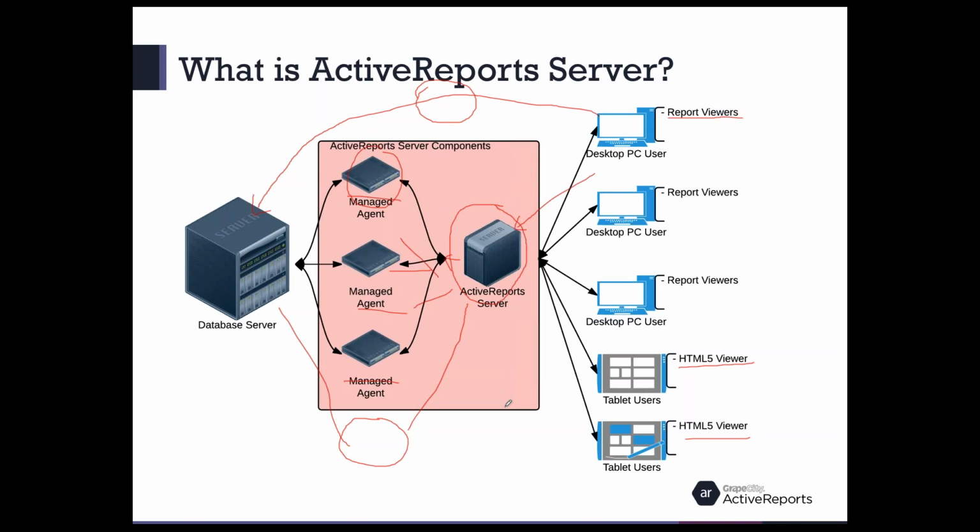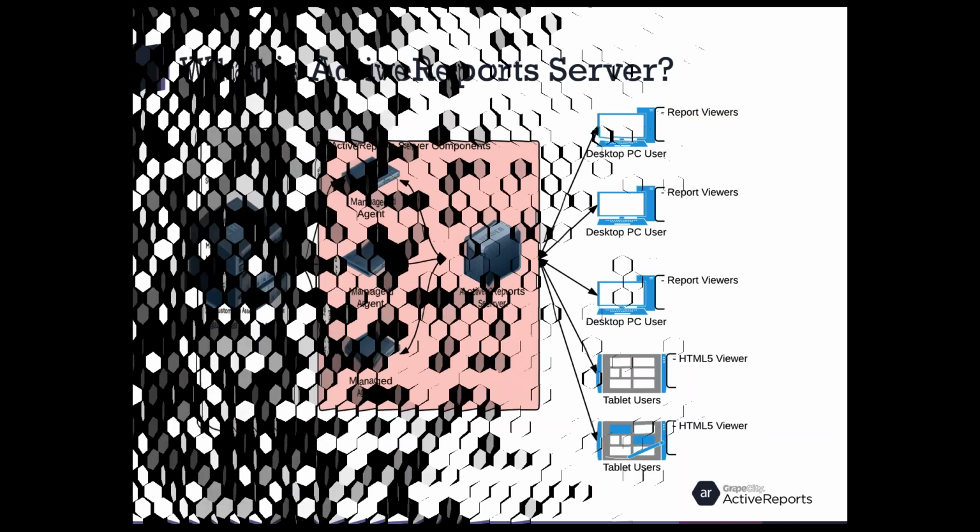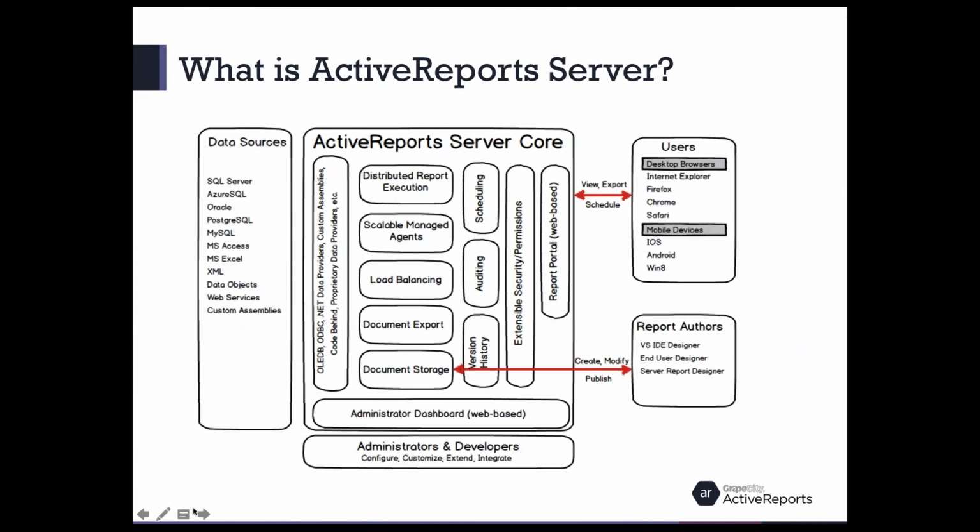But essentially what we want to say here, and we'll talk about this in the next slide as well, we have distributed execution, right? So you have your managed agents doing the execution across their own machines, which may be separate, or they may be installed along with the server. That enables a load balancing and scalability, and it has a distributed document storage. Now, the server offers a lot of functionality like auditing, version history, scheduling, and we'll see a lot of these extensible security and everything that can actually help.